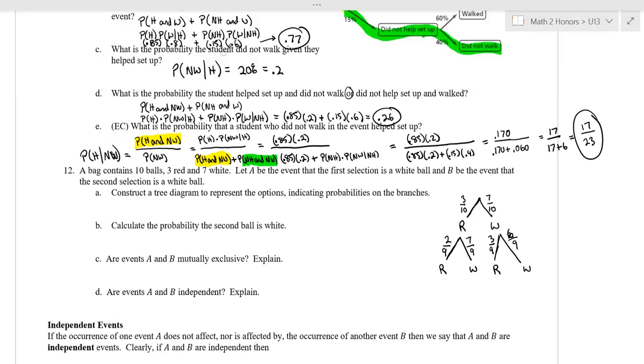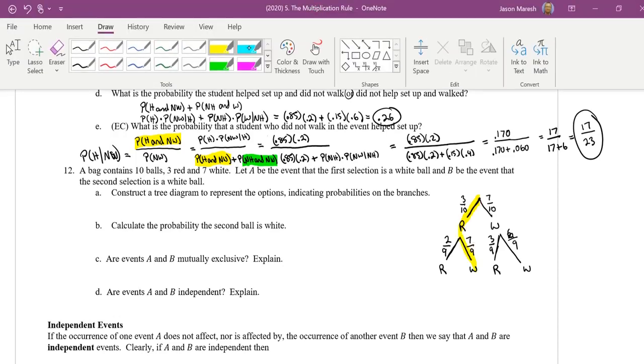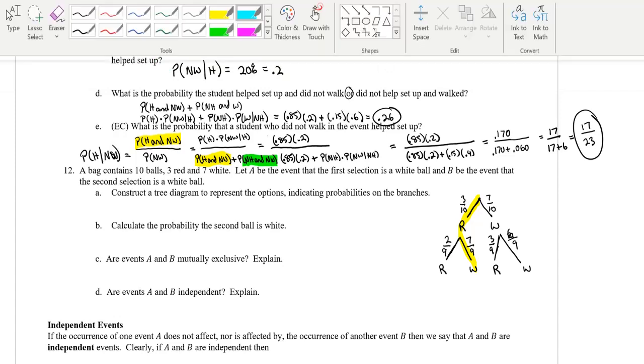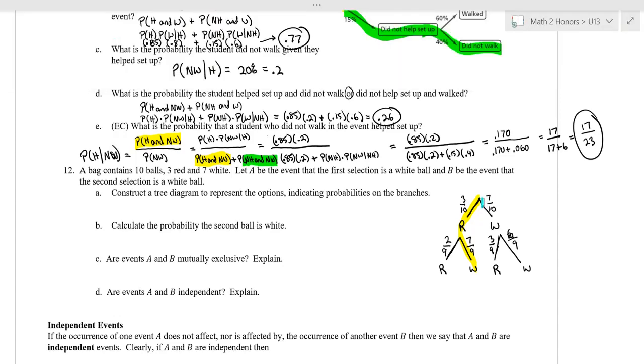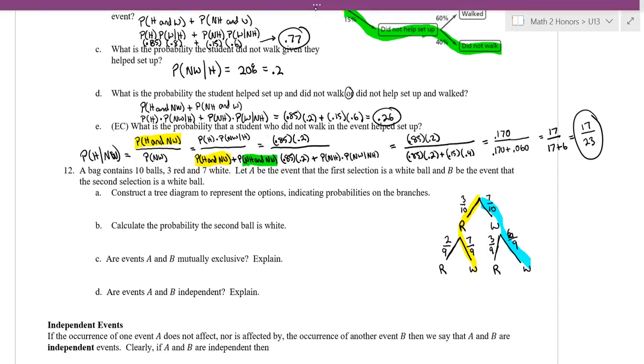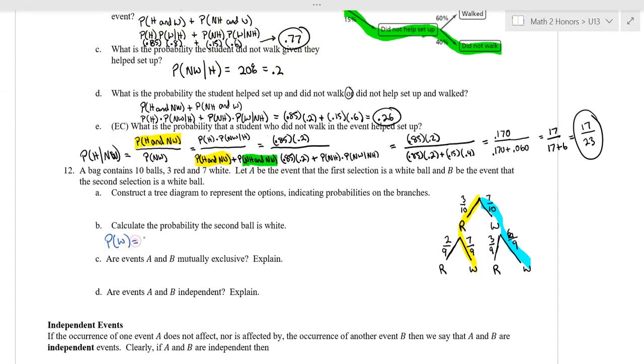And one route in yellow here, that's the route where the second ball is white. Or the other route would be the first ball's white and the second ball's white. So those are the 2 different routes we can take, and in both cases we get what we want.